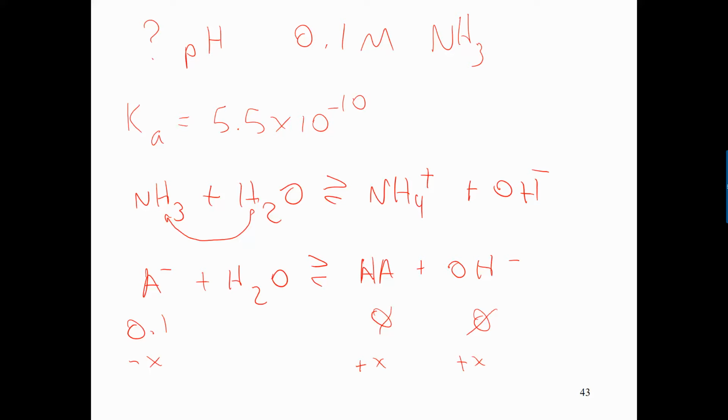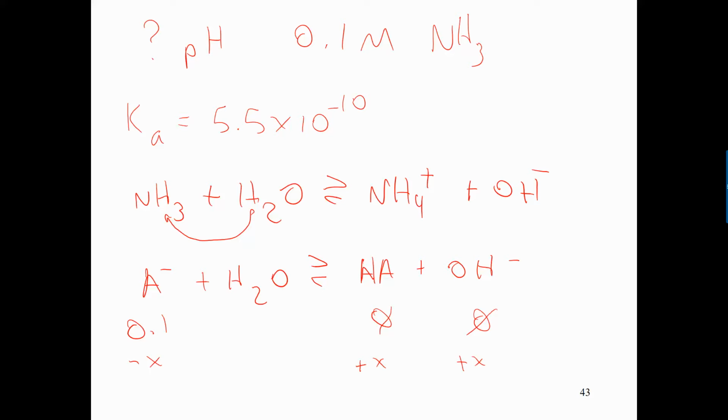So is x squared divided by 0.1 going to equal this? No. Why not? Oh no, you need to get to Kb. I need a Kb. If you're solving using the Ka, that's wrong. This is not an acid, it's a base. How do I find my Kb?